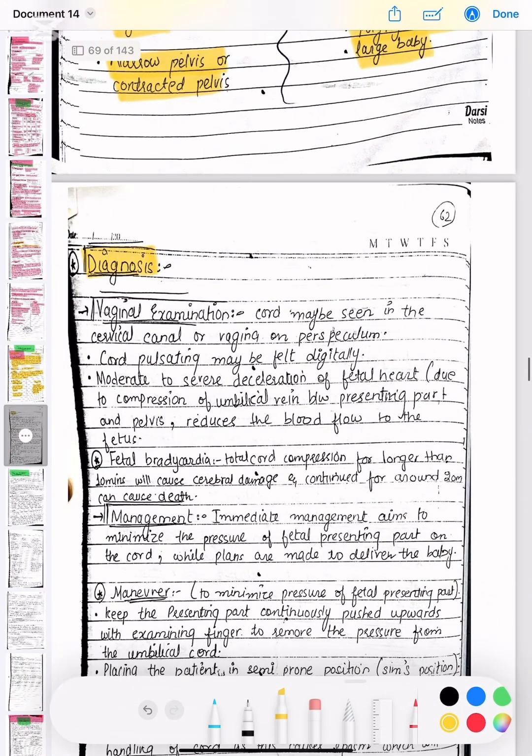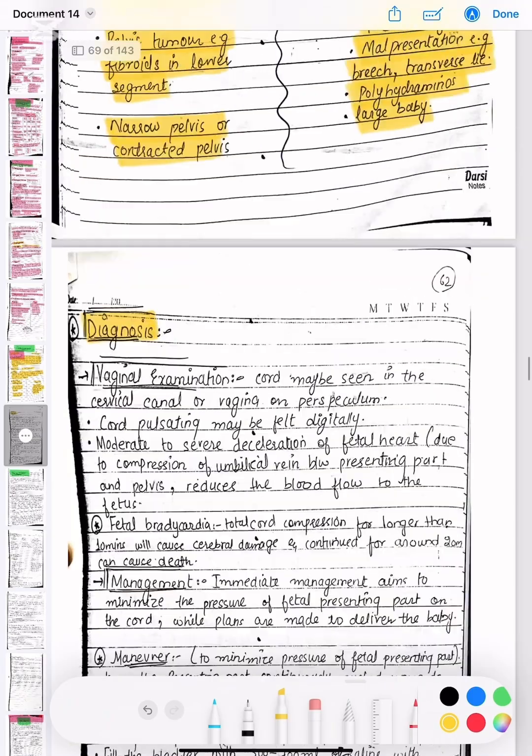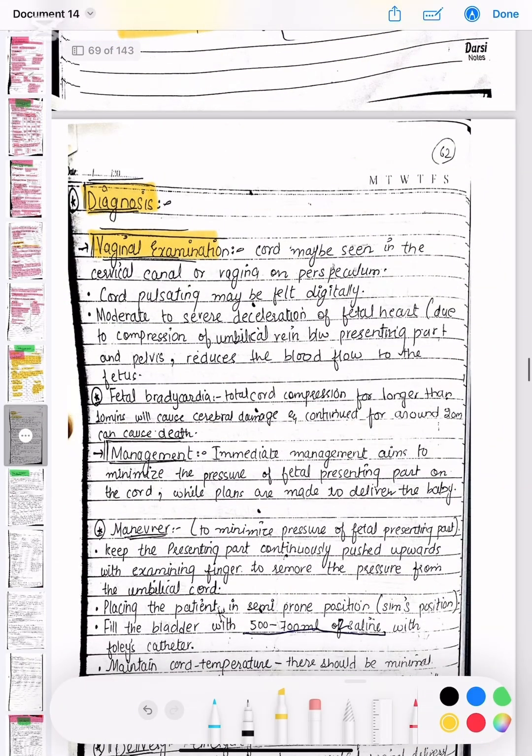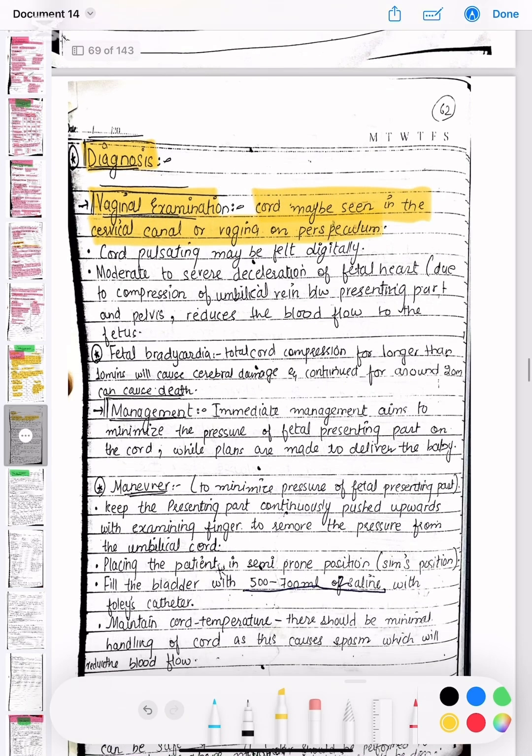Now, for the diagnosis, first of all, vaginal examination is done. Cord may be seen in the cervical canal or vagina or on speculum. Then cord pulsation may be felt digitally. Moderate to severe deceleration of the fetal heart occurs due to compression of the umbilical vein between the presenting part and pelvis, which reduces the blood flow to the fetus.